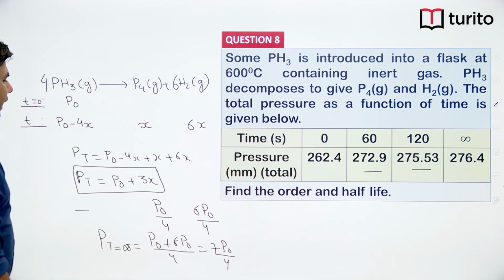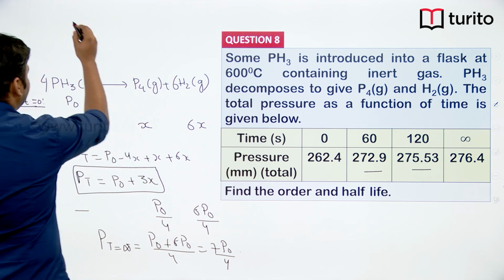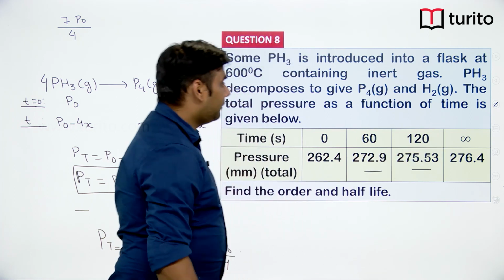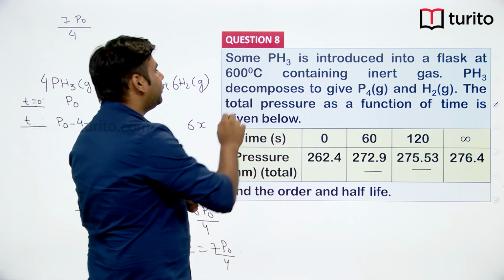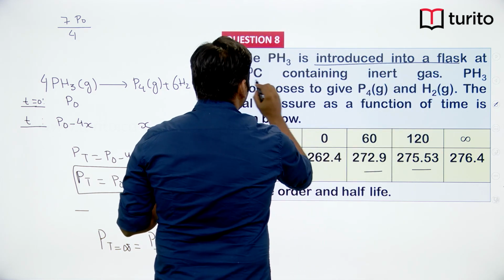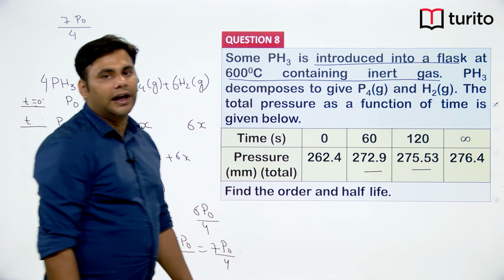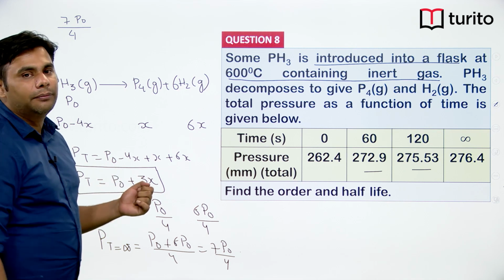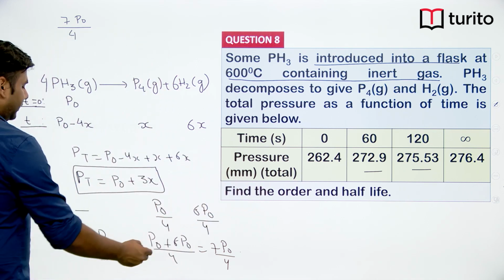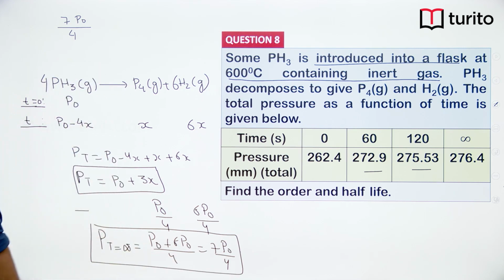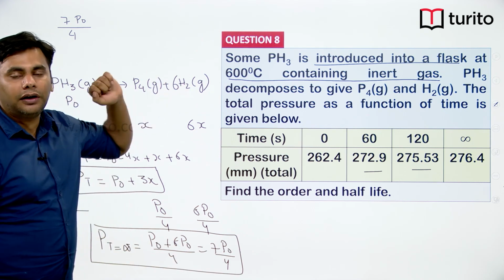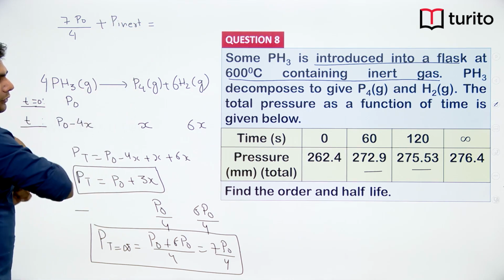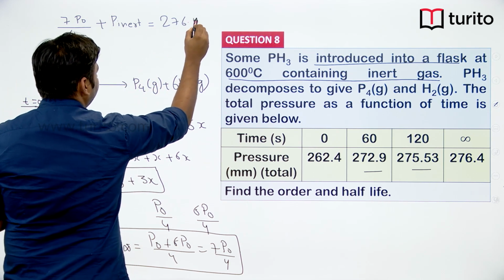Now this value has been given to us as 276.4, but just see the beauty of the question. This question was saying that initially we were having phosphine as well as some inert gas. The inert gas was not undergoing any reaction, so that inert gas would also be exerting some pressure. So basically at time t equals infinity, we are having P4, H2 and that particular inert gas. Suppose the pressure of the inert gas is P inert. So the value has been given to us as 276.4.